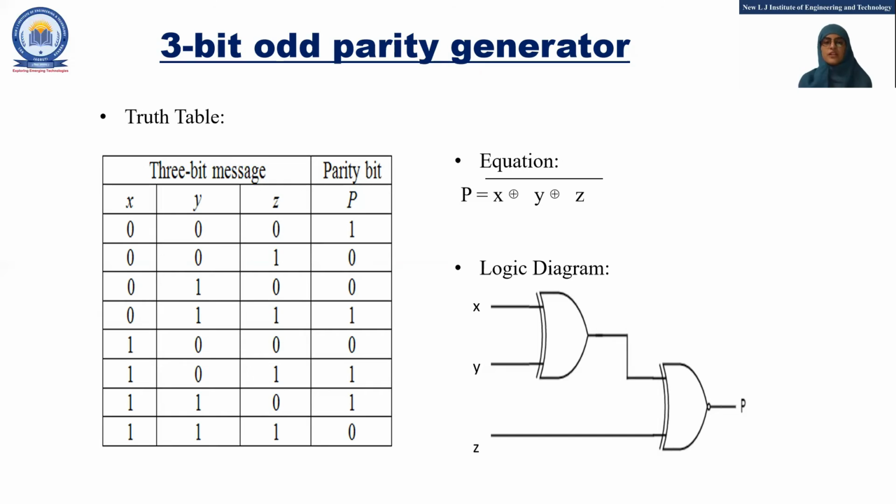Now we have to make the equation. So for that, we will use K-map. Here 3 K-maps will be used, and the equation generated with the help of K-map is P equals (X XOR Y XOR Z) whole bar. So here we have added X and Y to the XOR gate, and then the output of this gate is XNORed with the Z, which will give us odd parity bit.